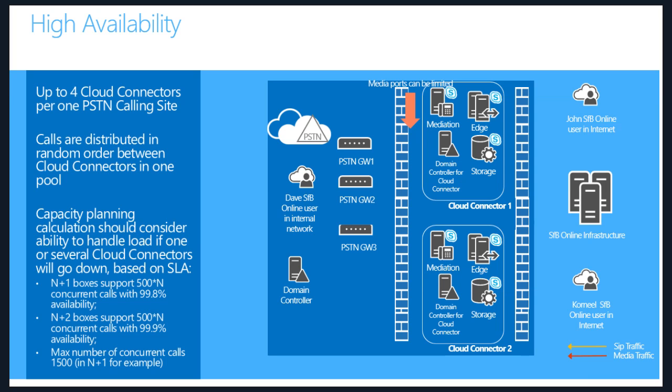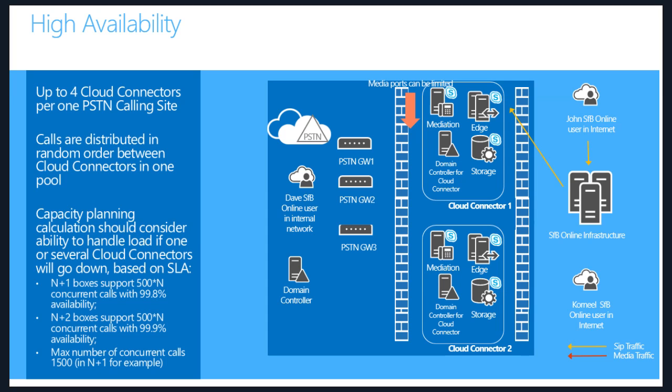Now, let's talk a little bit about, from a high availability perspective, what the traffic flow is going to look like. So as I start here on the right-hand side, you can see that at the very top, we have John, our online user, making an outbound call, right? And you can see the way that the SIP traffic goes for John. His SIP traffic is going to the Skype for Business online infrastructure. And based on the fact that this is an outbound PSTN call that John is making, John's account is assigned to this particular PSTN site.